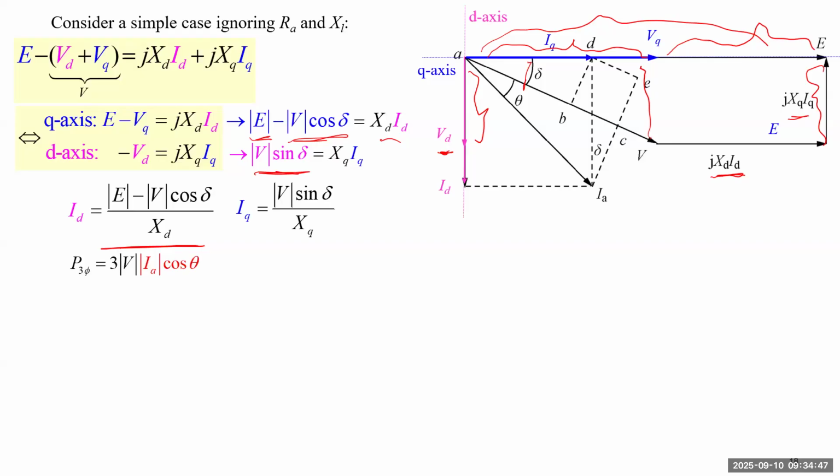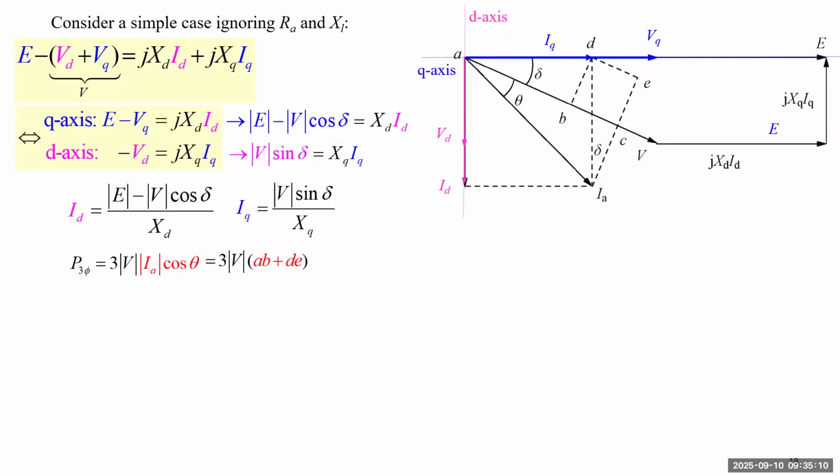Now we are ready to derive the accurate formula for the salient rotor generator to calculate the power output. We still start from this form. This is still correct: 3 times the RMS value of the voltage times the RMS value of armature current times the power factor. We have to determine this item using the phasor diagram. So this is equal to the RMS value of armature current multiplied by the cosine of the power factor angle.